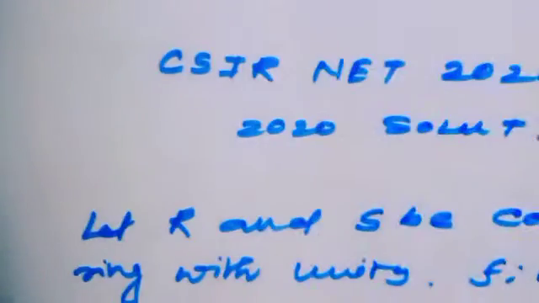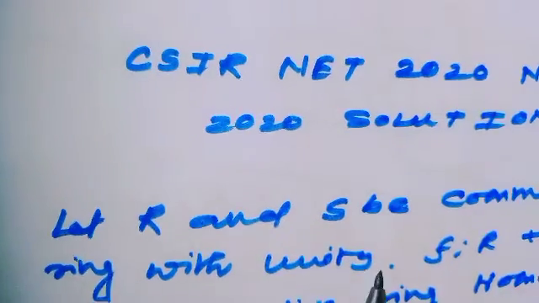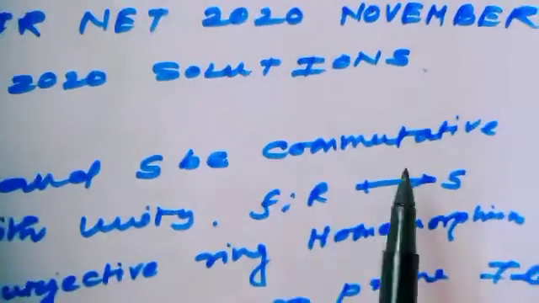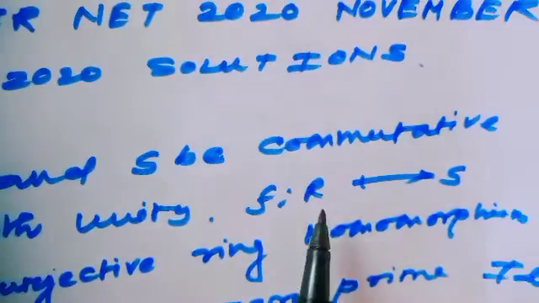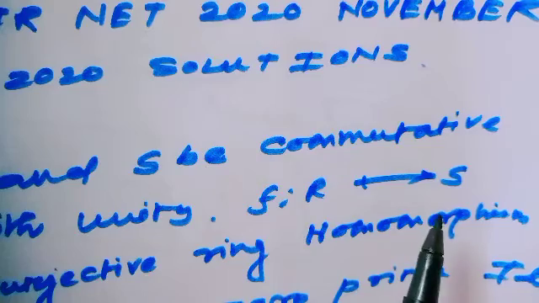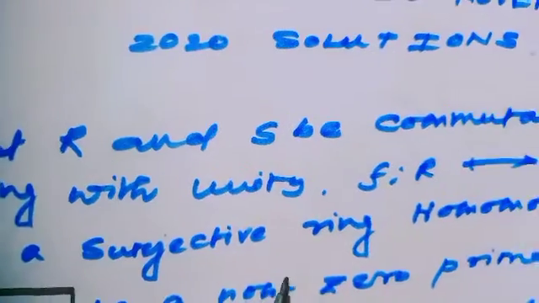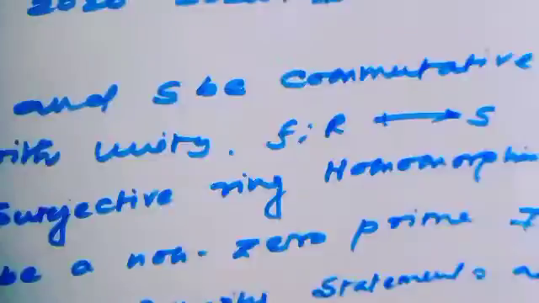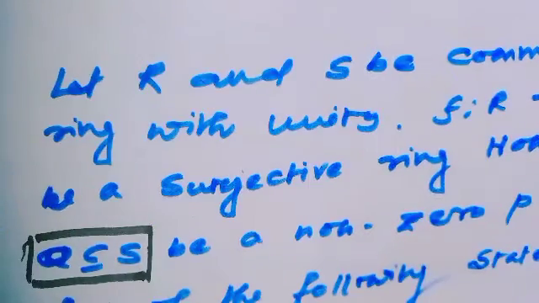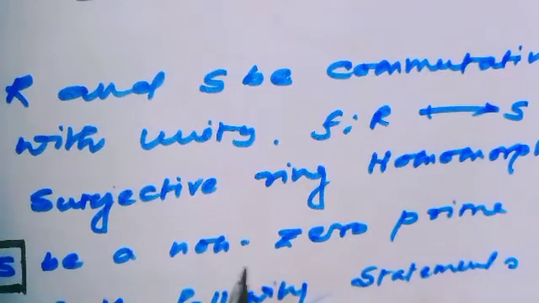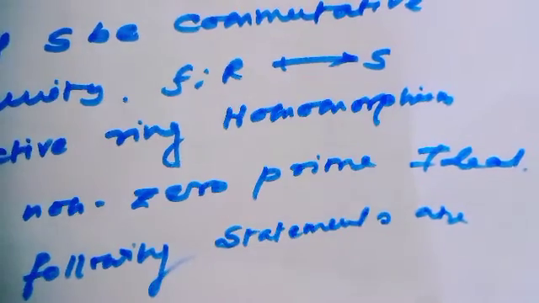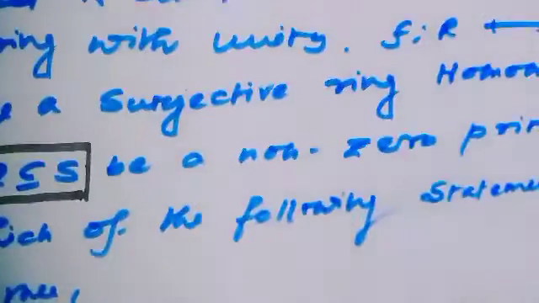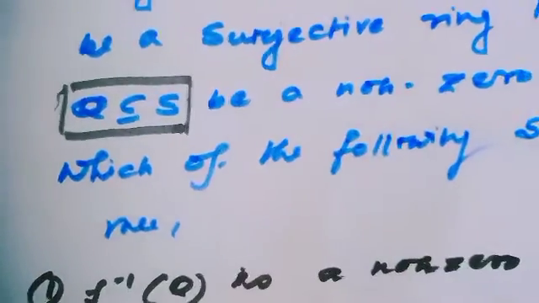The question is: let R and S be commutative rings with unity and f be a mapping from R to S which is a surjective ring homomorphism, and Q, a subset of S, be a non-zero prime ideal. Then which of the following statements are true?